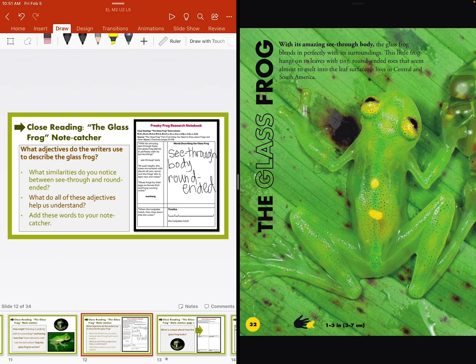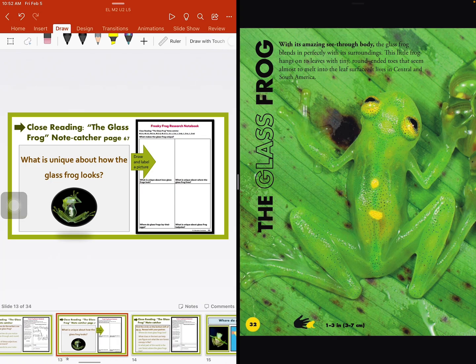What similarities do you notice between see-through and round-ended? Yes, they both describe the glass frog. What do all these adjectives help us understand? It helps us understand what the frog looks like. And add these words to your note catcher. So don't write as large as I did, but add see-through body and round-ended.